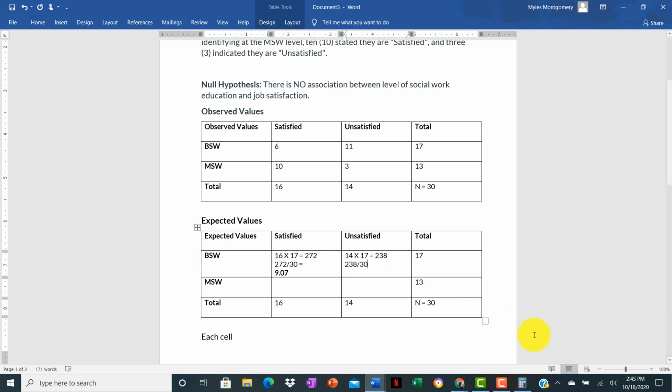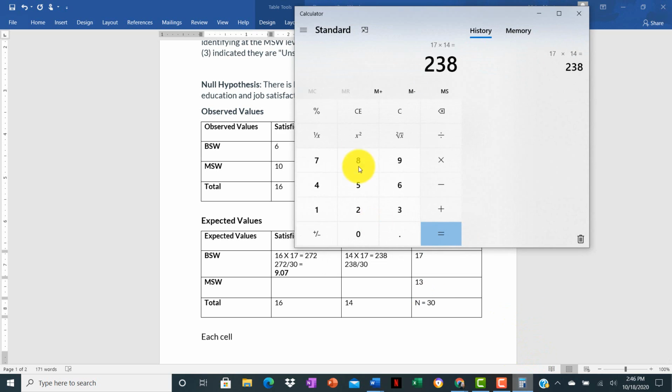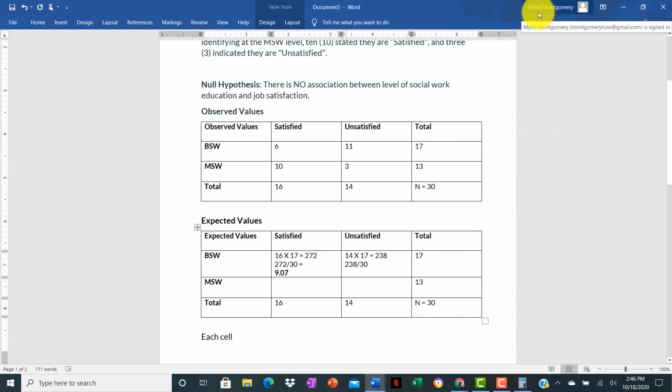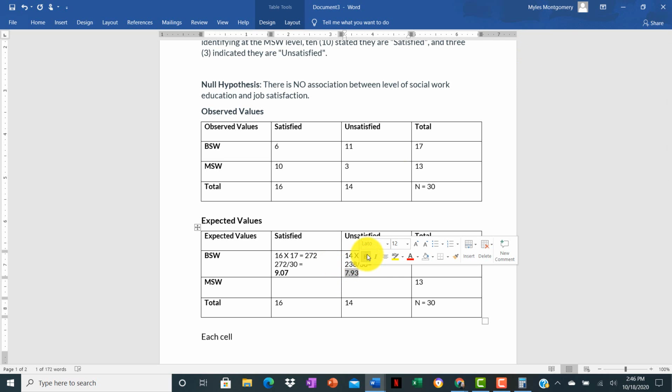Okay, there we go. So we'll bring the calculator back up, and we'll say 238 divided by 30. Okay. It gives us 7.9333333. Well, since the third digit out is under 5, we'll just keep it at 7.93 because we're rounding. So we'll go equals, okay, 7.93. Okay. And I will go ahead and highlight it just because.